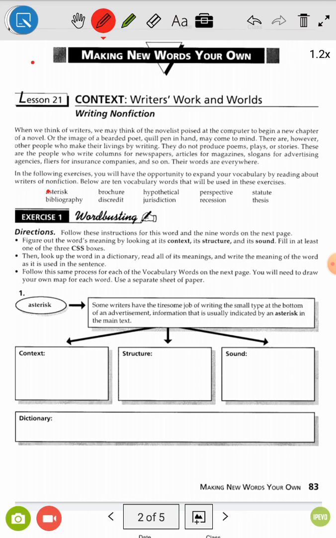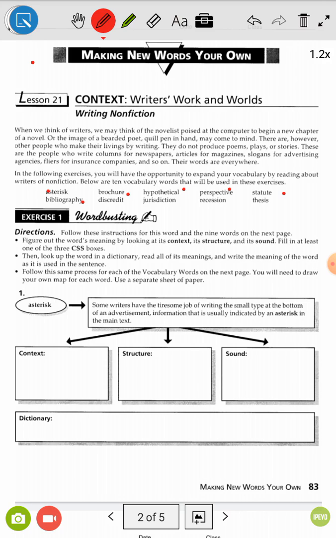Asterisk is something like a small note to indicate something. Brochure is related to documents, like small pictures, a small magazine. Hypothetical, hypothesis, hypothetical: something assuming, you assume something. Perspectives, just the way you see things. Statute, related to law or rules.